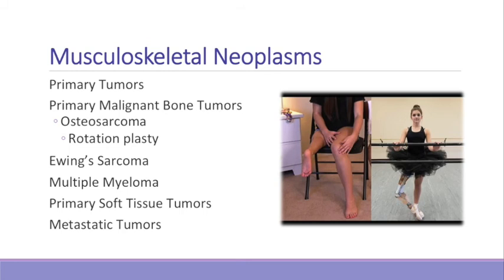Multiple myeloma is a hematopoietic or blood-forming neoplasm or tumor involving bone marrow. Deep bone pain is a common symptom and the prognosis is poor. Most people die 1 to 3 years after diagnosis. Primary soft tissue tumors are benign and include things like a Baker's cyst, a lipoma, which is a fatty tumor. They usually don't cause any pain or problems unless they grow large enough to impede the function of another organ or if they impinge on nerves.